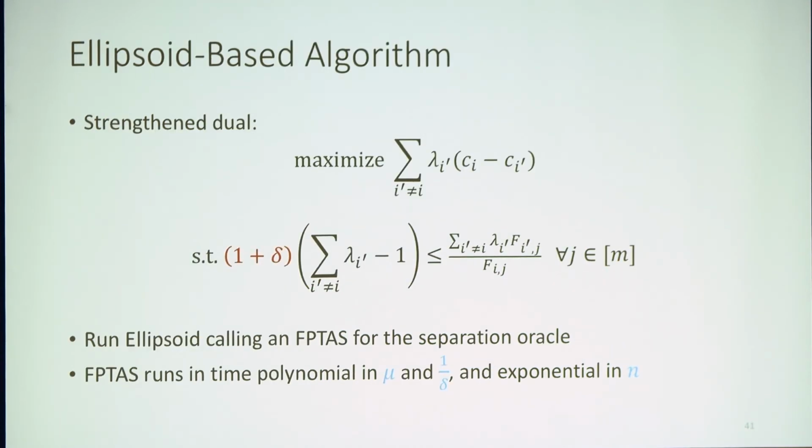Okay, so how do we achieve this? The idea is a fairly standard one, but it turns out to require some additional work in our case. The idea would be to look at a strengthened dual where we multiply the left-hand sides by 1 plus delta, and then design an FPTAS for this separation oracle. And that's where the running time comes from, roughly: polynomial in mu and 1 over delta, but exponential in n. So that's, on a high level, the idea of the algorithm.